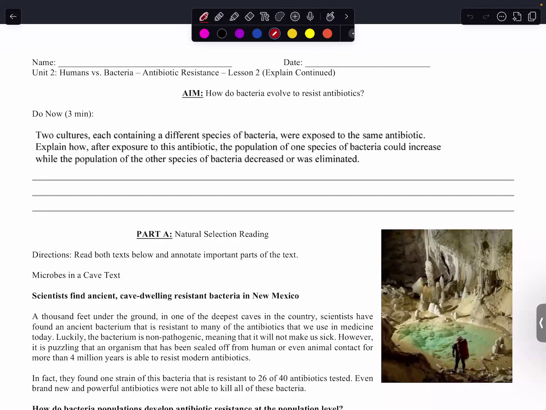Unit 2, humans versus bacteria, and we are still in our antibiotic resistance explain phase of our 5E. And don't worry, we're actually almost done, believe it or not. I know it's been a lot of information for sure, but we are powering our way through it. So we're going to continue explaining what antibiotic resistance means in bacteria. And just keep in mind, we're still trying to figure out how to prevent another cholera outbreak, how to prevent another cholera pandemic from occurring.